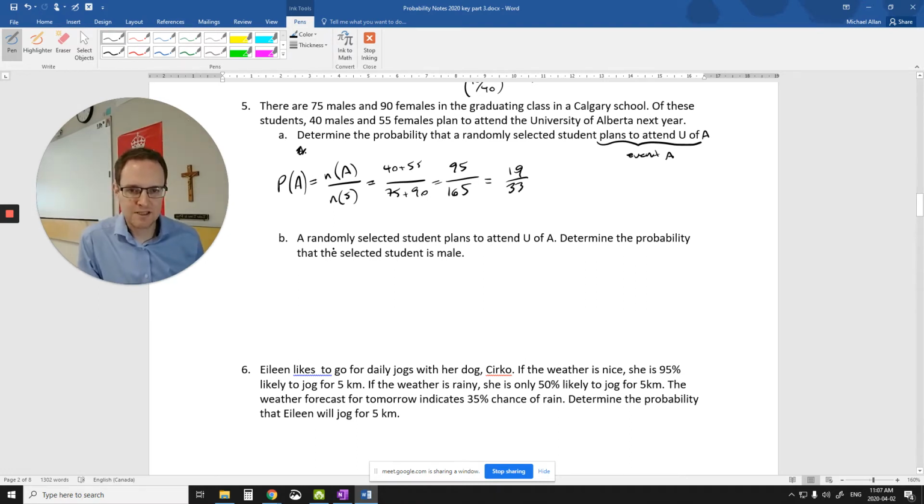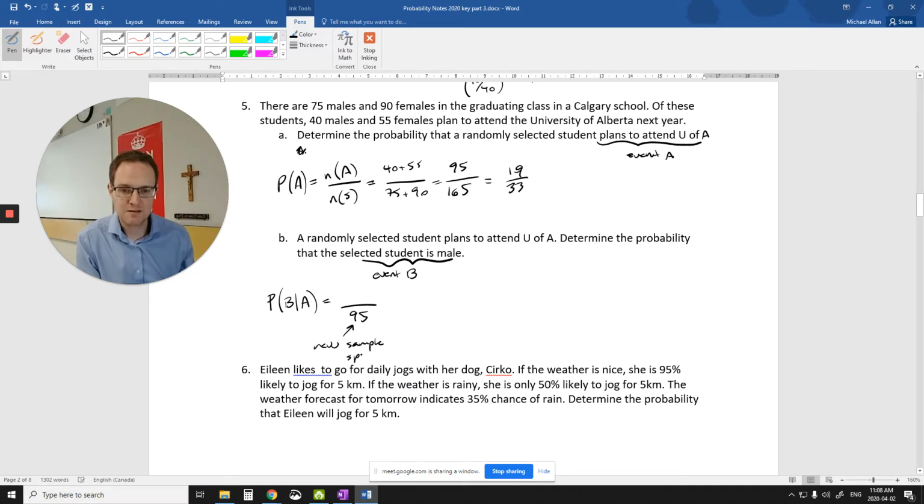Okay, a randomly selected student plans to go to university, so we have that already. Determine the probability that that student is also a male student. So I want to know, let's just call this event B. I want to know what's the probability of event B happening if I already know that A has already happened. So because I've done A, my sample set has decreased down to 95 kids, right? So my sample space has changed. This is my new sample space. So it's not going to be 165. It's going to be 95 because those are all the kids that are going, new sample space.